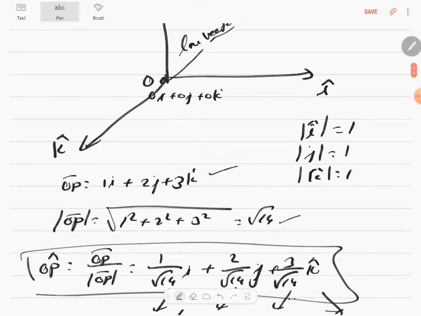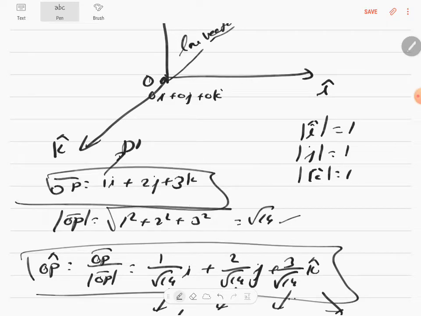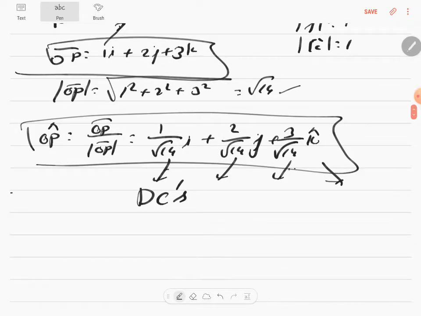When it is not 1, say in this one, the magnitude is not unity, right? Its magnitude is root 14. So then these are called direction ratios. The numbers before i, j and k are DRs, and here they are called DCs. So when the magnitude is unity, we call them direction cosines. When the magnitude is not unity, we call them direction ratios. The components are called like that, okay?